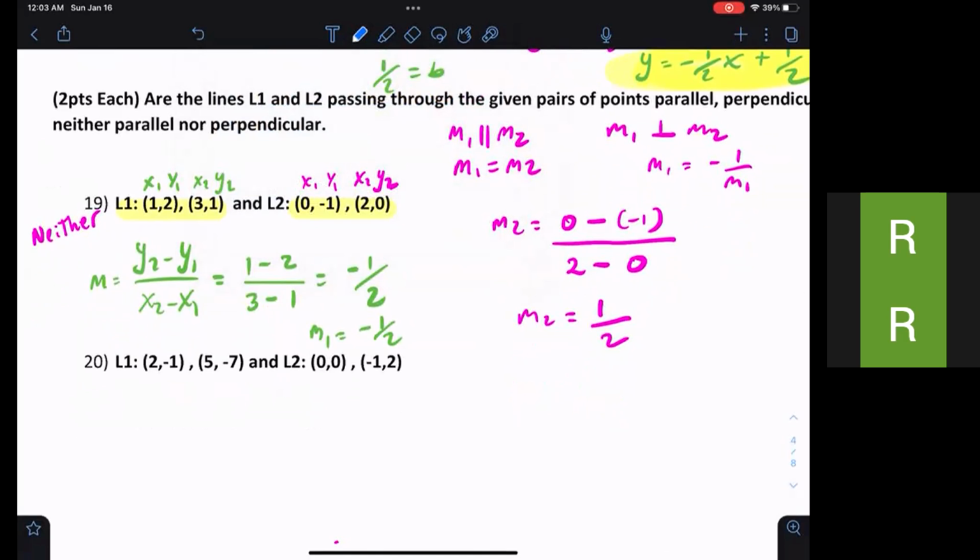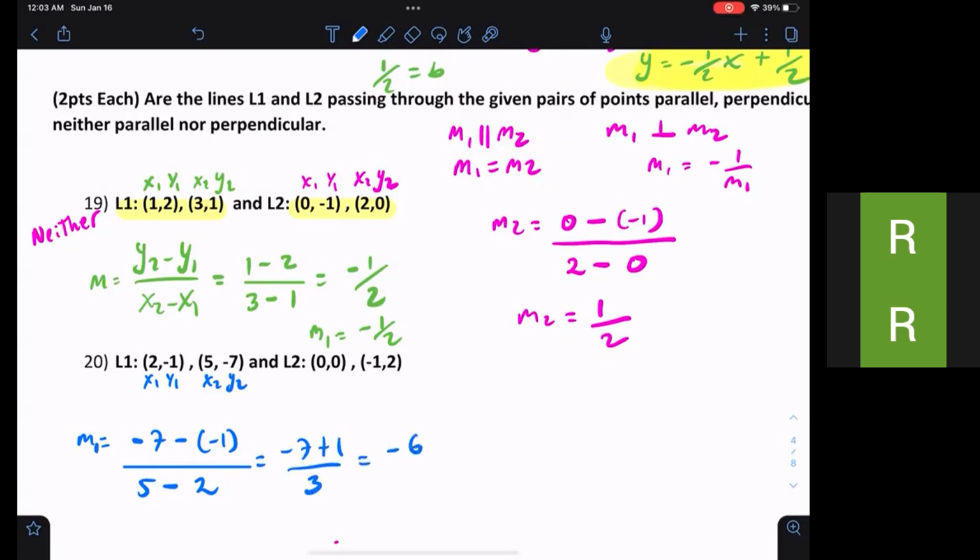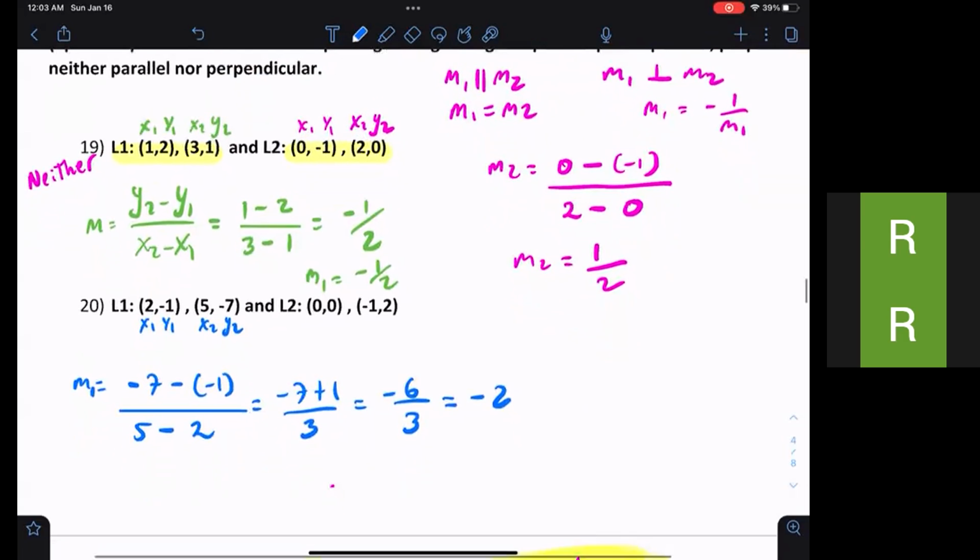So here we have to do the same. What is the slope for the first line? X1, Y1, X2, Y2 for the first line. So negative 7 minus 1, and then 5 minus 2. So this is going to be negative 7 plus 1, and this is going to be 3. So that's negative 6 over 3, which is negative 2. So that's the slope. M1 equals negative 2.